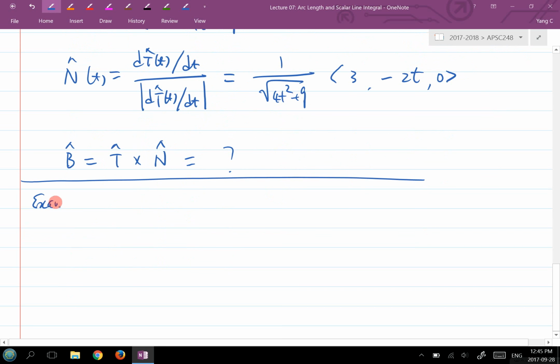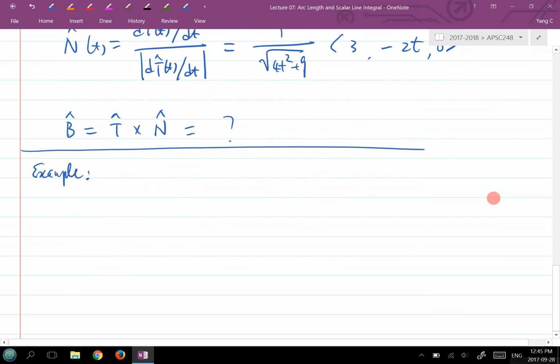I do have one more example, but this is very much related to one assignment question. Let me quickly go over this example right here, because I noticed a lot of people haven't come across such an example before.